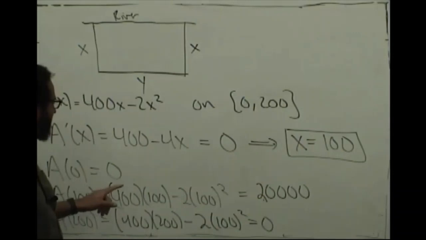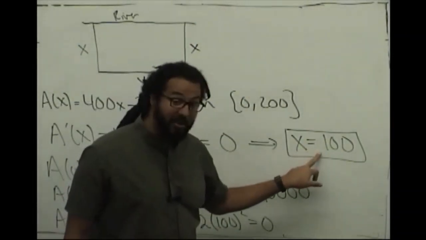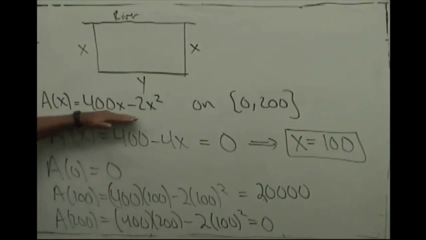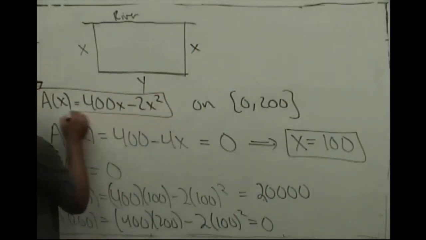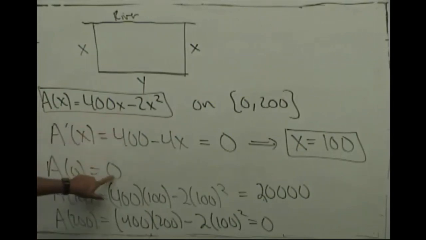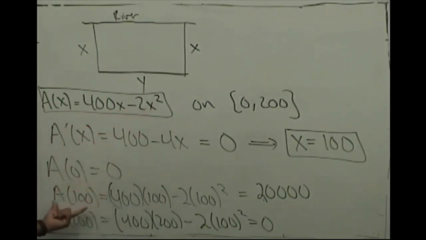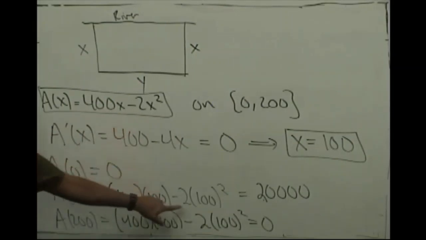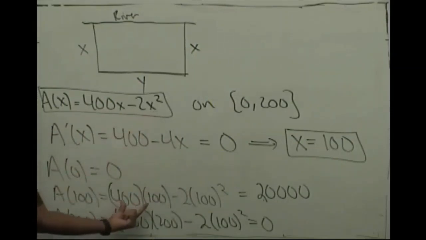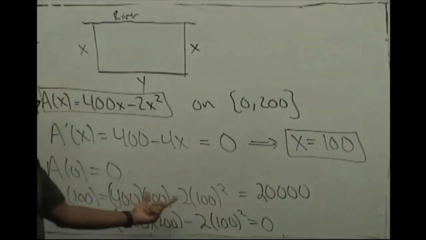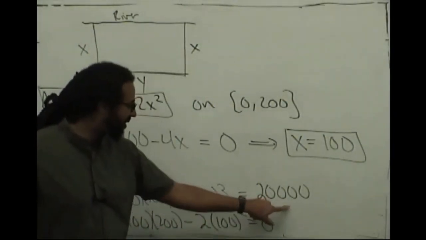So we need to check this critical point and the endpoints. Let's do that now. When I plug 0 into the original area function, I'm certainly going to get 0. When I plug in 100 into the original, I get 400 times 100 minus 2 times 100 squared. So this is 40,000, and this is 20,000. And when I subtract, I'm just going to get 20,000, which is positive.